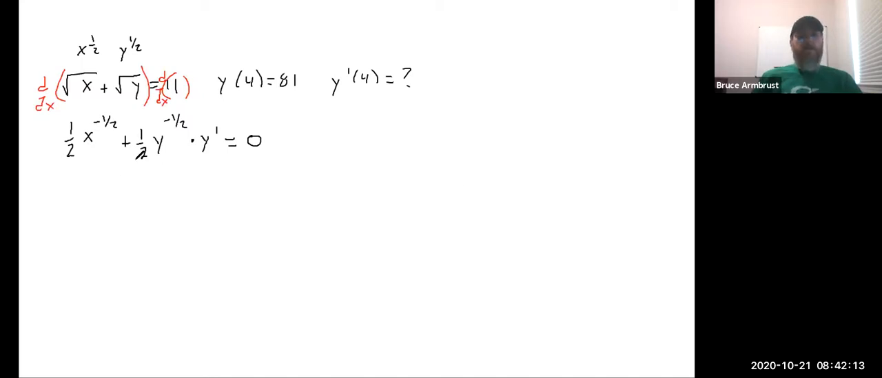All right, so now let's use the fact that we know our point to find y prime of 4. So we've got x is equal to 4, so we're going to have 1/2 times 4 to the minus 1/2. At 4, we also know y. The y is 81. So that's going to give us 81 to the minus 1/2. Y prime we don't know, but we will calculate that here in a second, because we now have an equation that just has y prime.